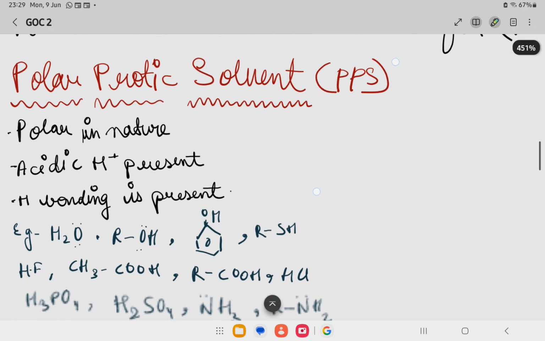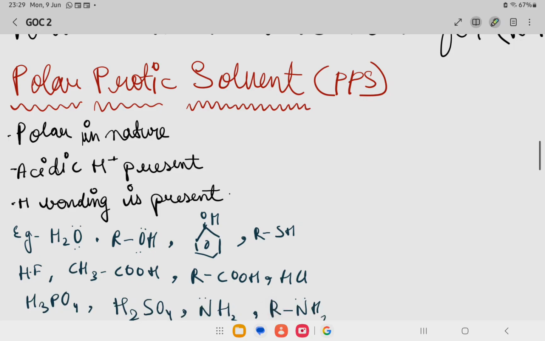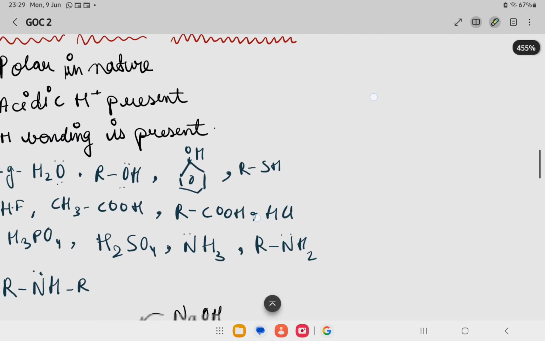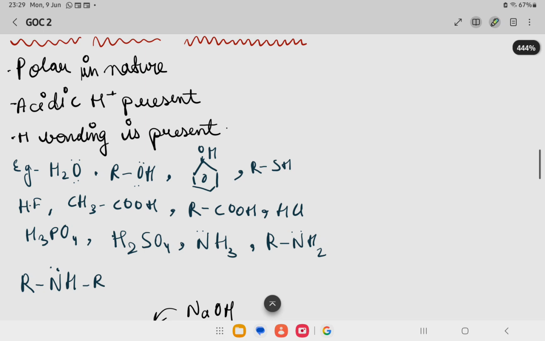Polar protic solvent. What is polar protic solvent? PPS. It is polar in nature, which means this solvent will be polar in nature. It will contain acidic H in it, and hydrogen bond will also be present. Some examples are water, OH, phenyl alcohol, SH. These are some of the important examples. You have to learn them by heart.